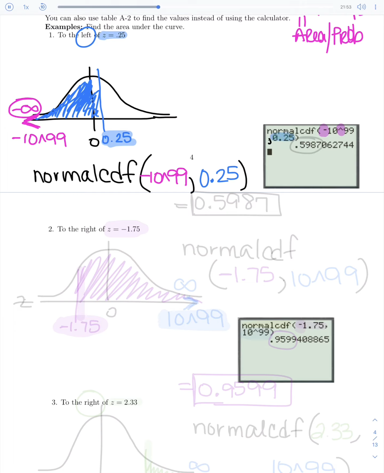What this does is it draws a normal curve. It figures out the area of probability as if your graph were going on forever, but stopped at 0.25. So our probability, or our area, either way that you want to say it, it's the same thing, is what this calculator gives us, which is 0.5987. And that's our final answer.